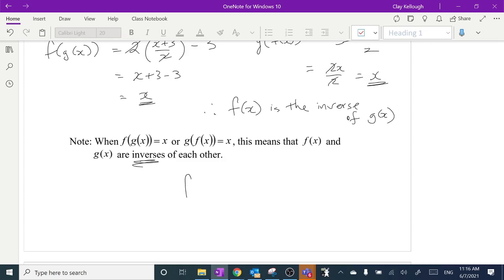You could also say f, oh, I shouldn't say primed, I should say to the negative 1, equals g of x, right? Remember that's the notation for inverses from back in chapter 2? So there we go. So there's a neat thing.